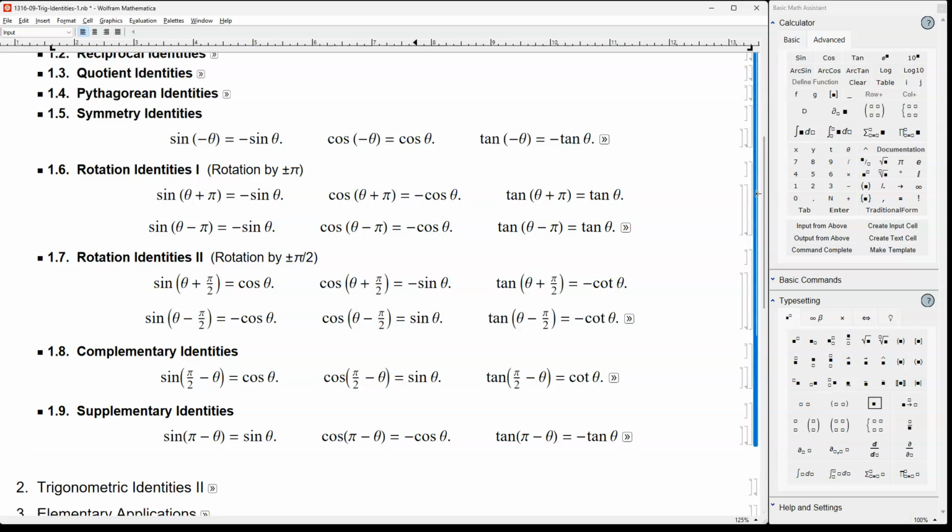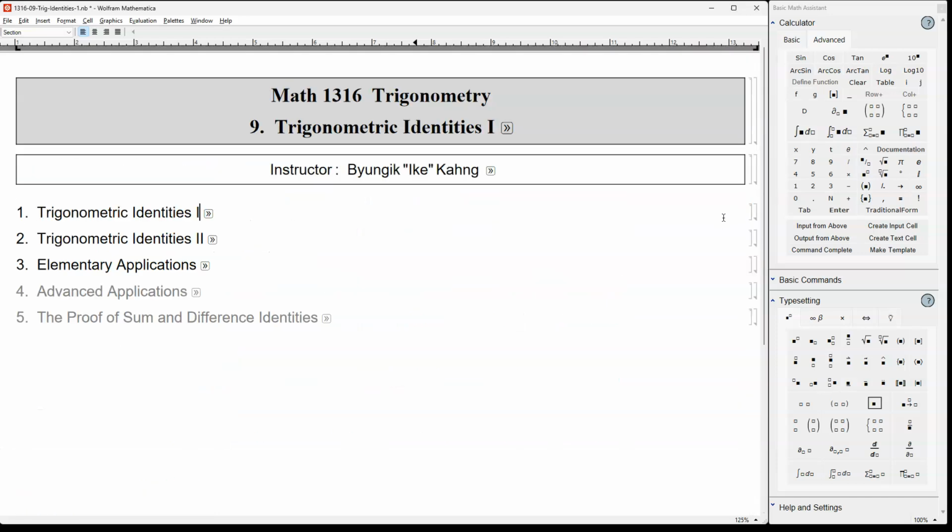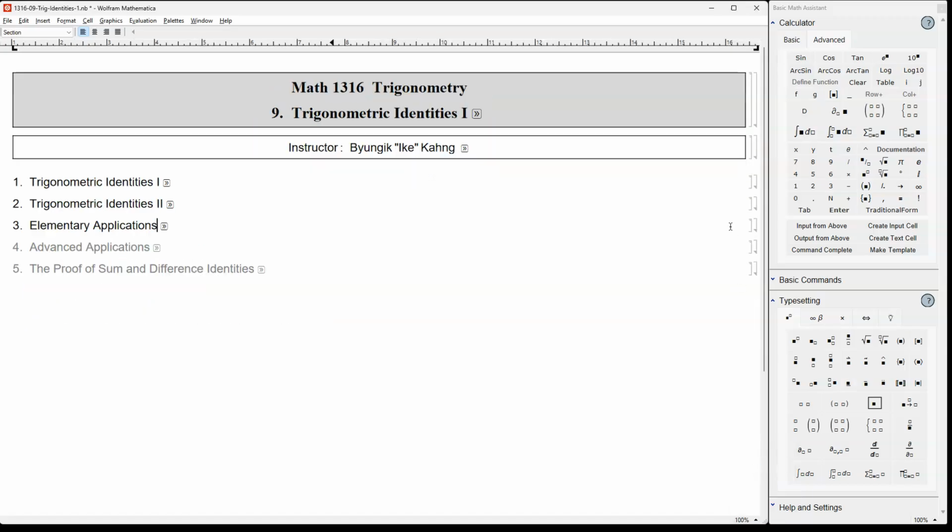Okay, all right, that completes the proof of all the trig identities necessary for now. And there are going to be a bunch more in the next lesson, but for now, we are done with the proofs. In section 2 and section 3, we're going to do a bunch of application problems.